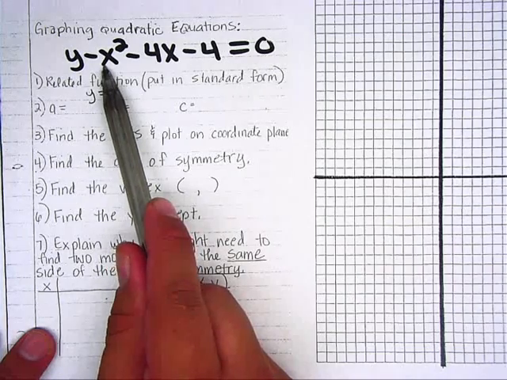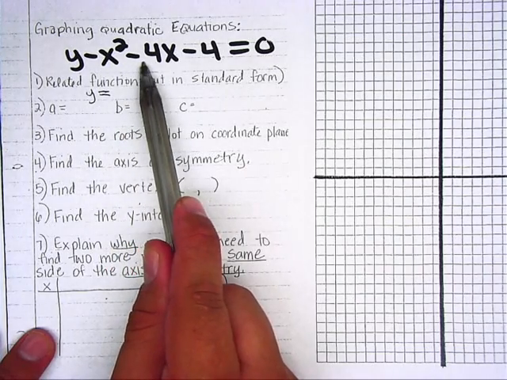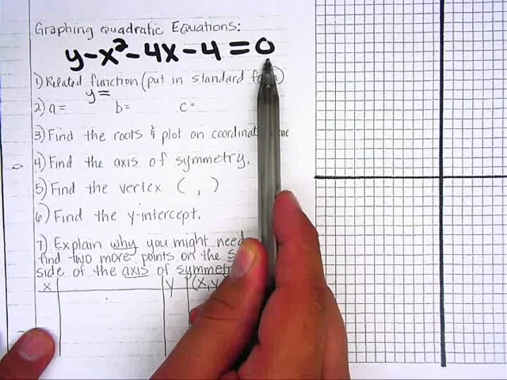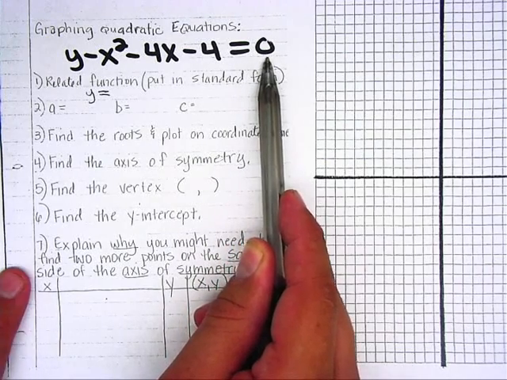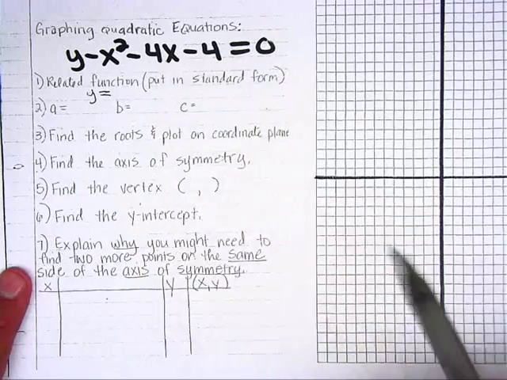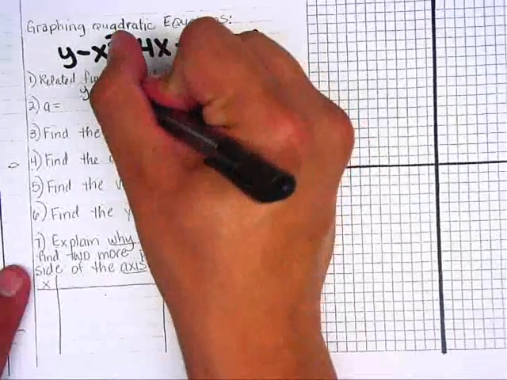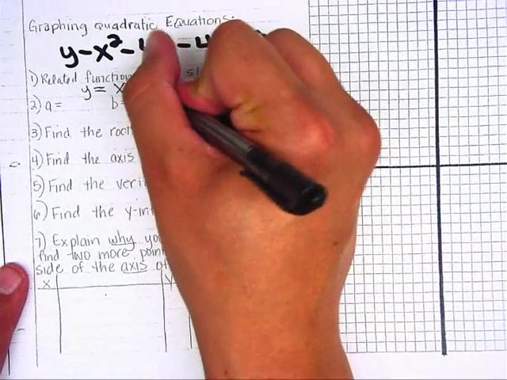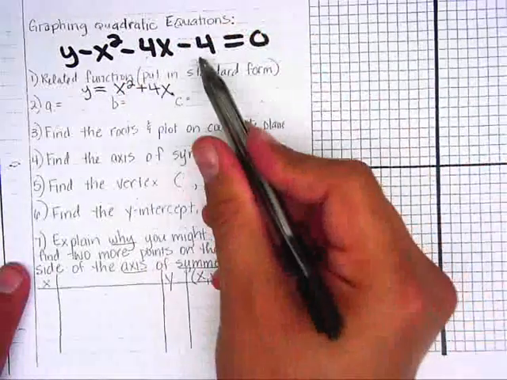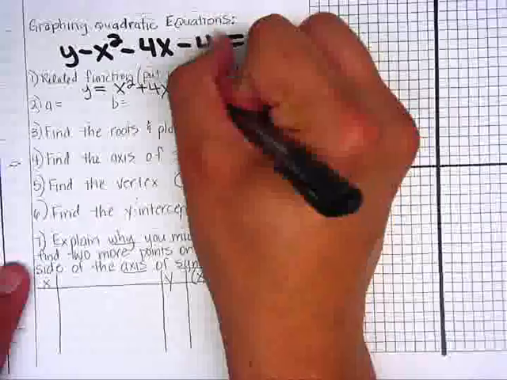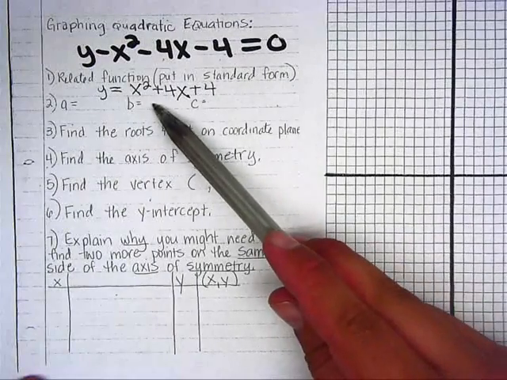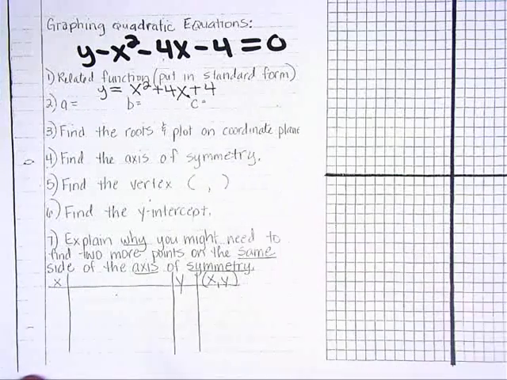So how do I move negative x squared, negative 4x, and minus 4 to the right hand side of the equal sign? The answer to that question is to do the opposite. The opposite of negative x squared is positive x squared. The opposite of negative 4x is positive 4x. The opposite of negative 4 is positive 4. So this equation written in standard form is y is equal to x squared plus 4x plus 4.